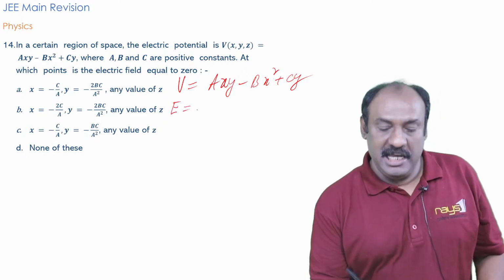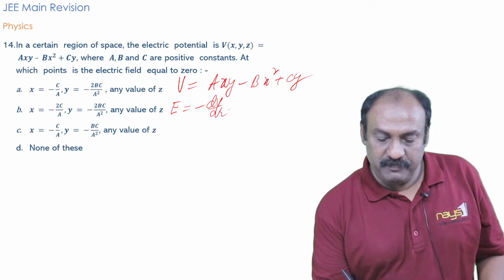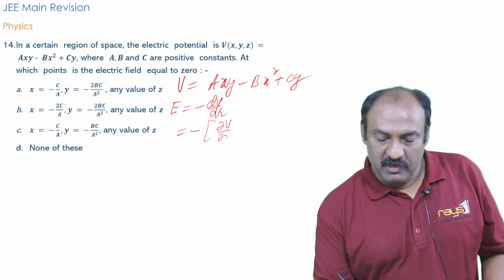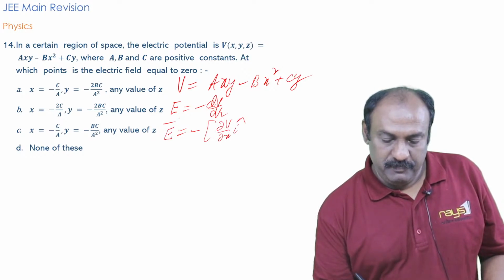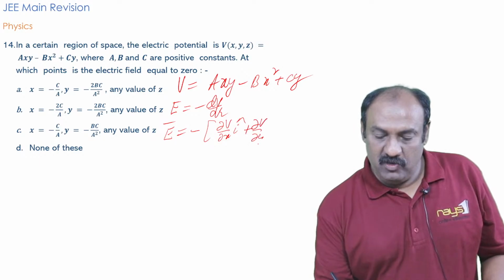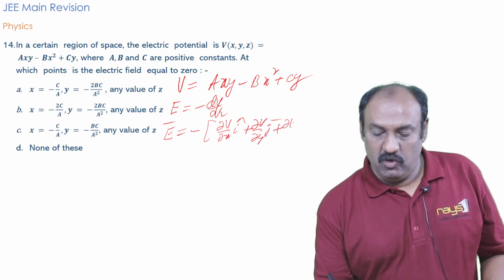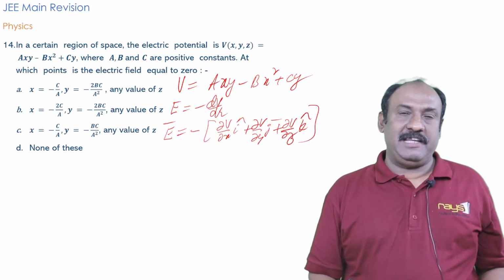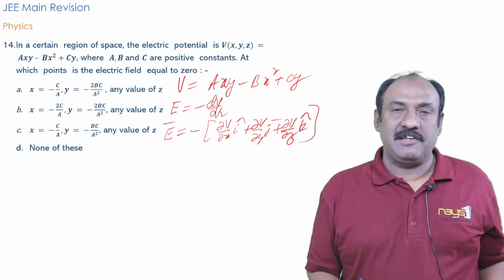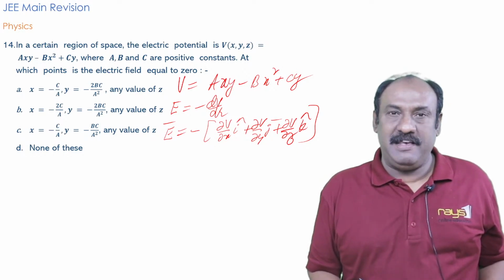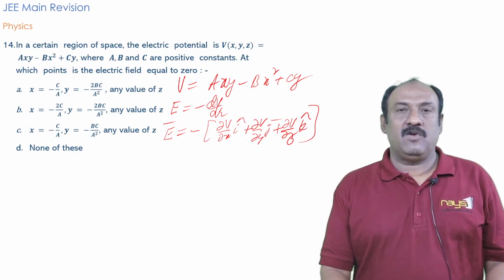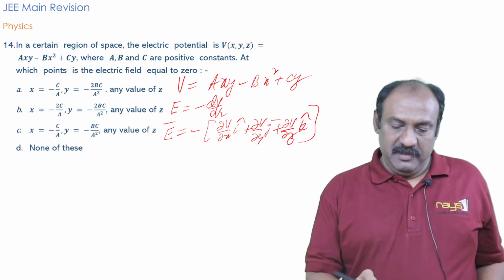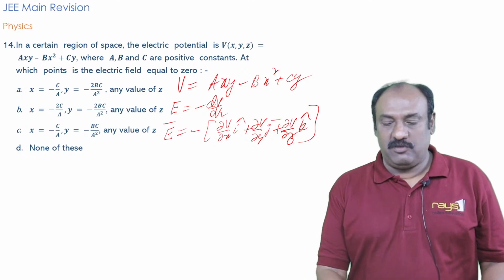obtained as E equal to minus dV by dr, that equal to minus of dou V by dou x into i cap, plus dou V by dou y into j cap, plus dou V by dou z into k cap. This is the equation for electric field intensity vector in terms of variation of potential at a point in a space in accordance with position coordinates x, y and z. Okay, see what is the equation for V? AXY minus BX square plus CY.